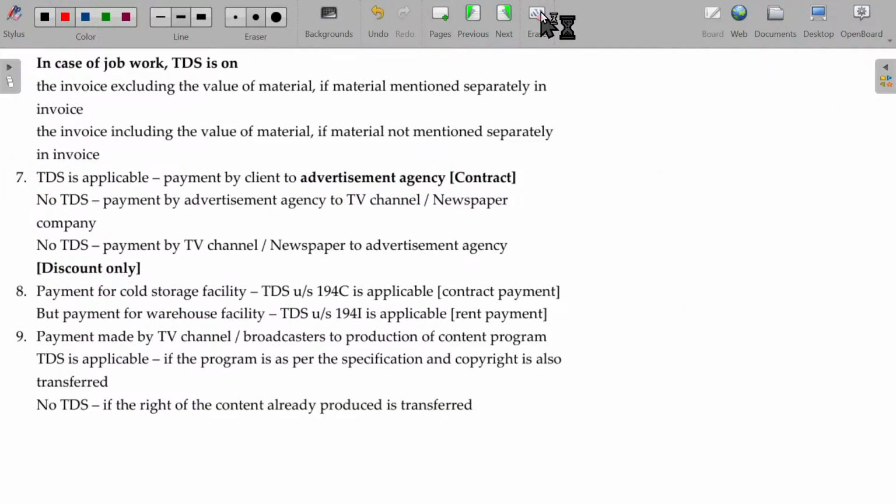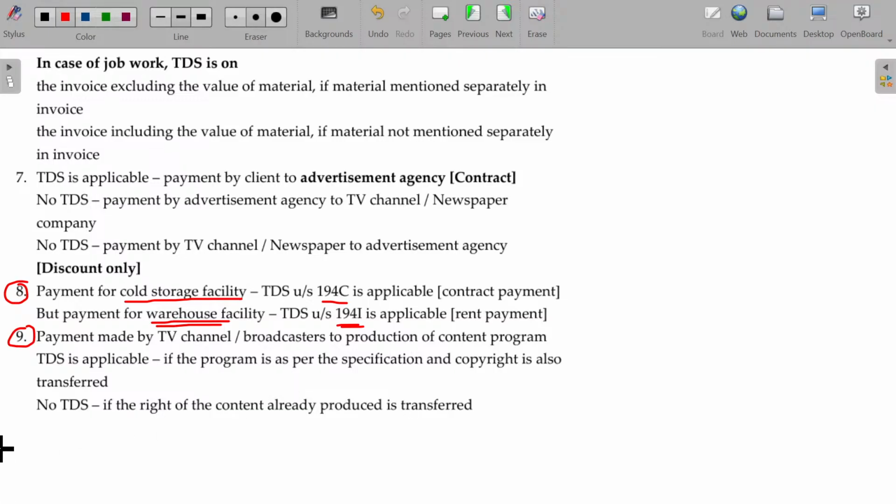Now, there are some small disputes. For the disputes, points 8 and 9 are available for clarification. In case of payment for a cold storage facility, 194C is applicable, but payment for a warehouse facility, 194I will be applicable.